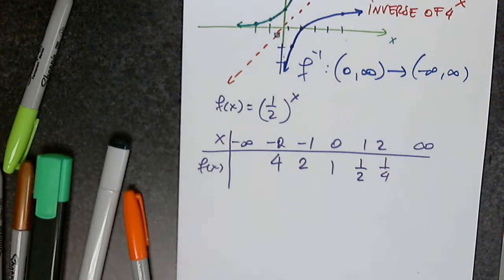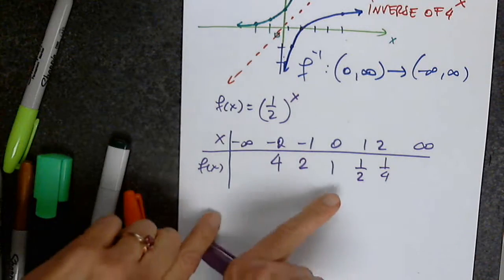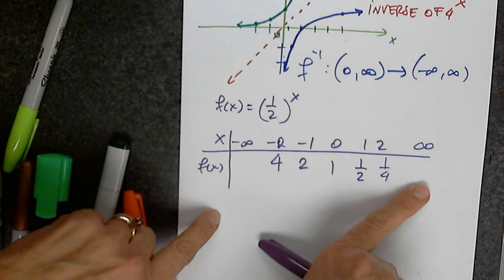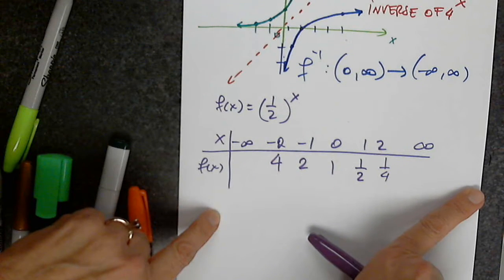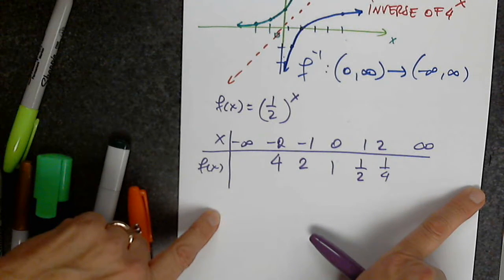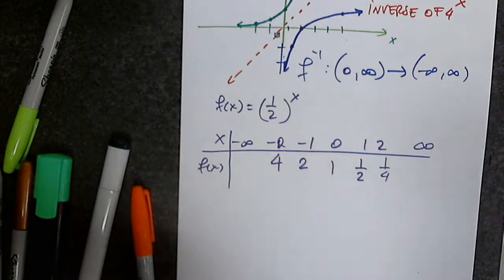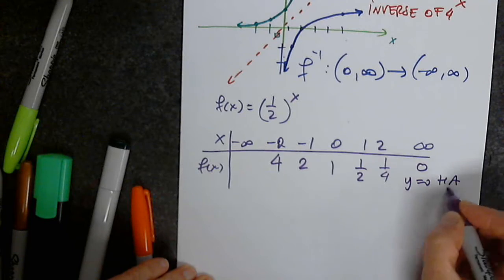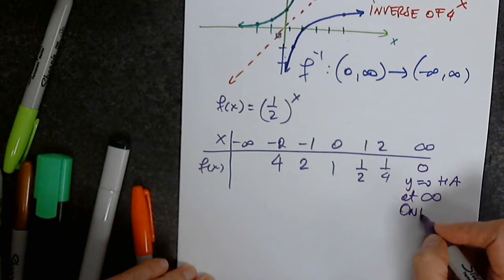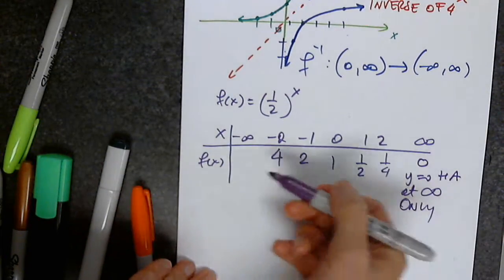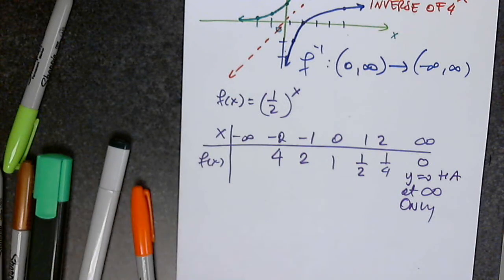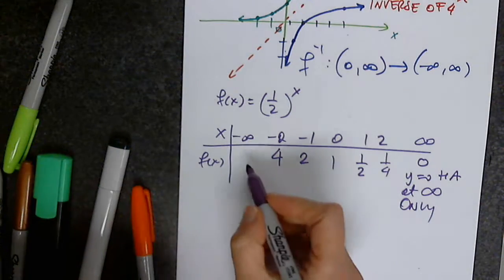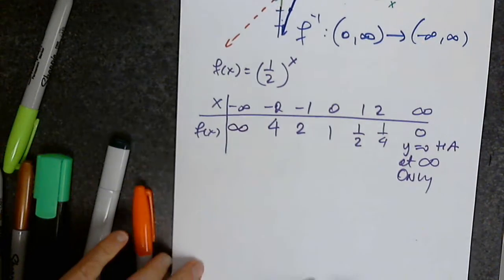So now the end behavior. So let's see where we're going this way. 1, 1/2, 1/4, 1/8, 1/16, 1/32, 1/64, approaching 0. So y equals 0, horizontal asymptote at infinity only. Let's say this one on this side. 2, 4, 8, 16, 32, 64, 128. Where am I going? Infinity, correct? Okay, so let's graph.